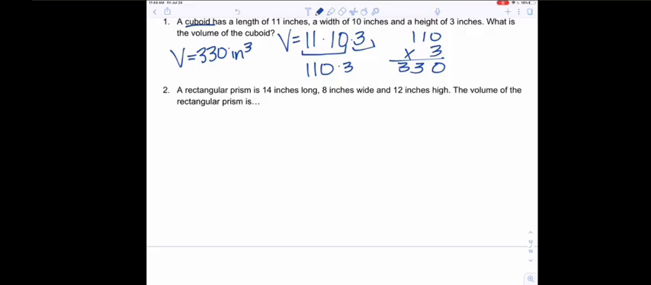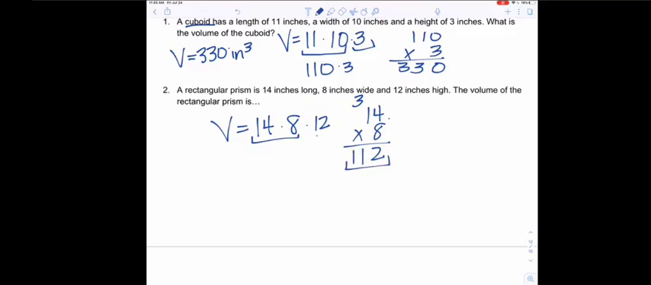Next one. A rectangular prism is 14 inches long, 8 inches wide, and 12 inches high. The volume of the rectangular prism is. If you want to go ahead and hit pause and just do this math on your own, you're more than welcome to. When you're ready to look at the explanation, you can just hit play. Okay, so here volume is 14 times 8 times 12. So 14 times 8. 8 times 4 is 32, carry the 3. 8 times 1 is 8, plus 3 is 11. So it's 112 times 12.